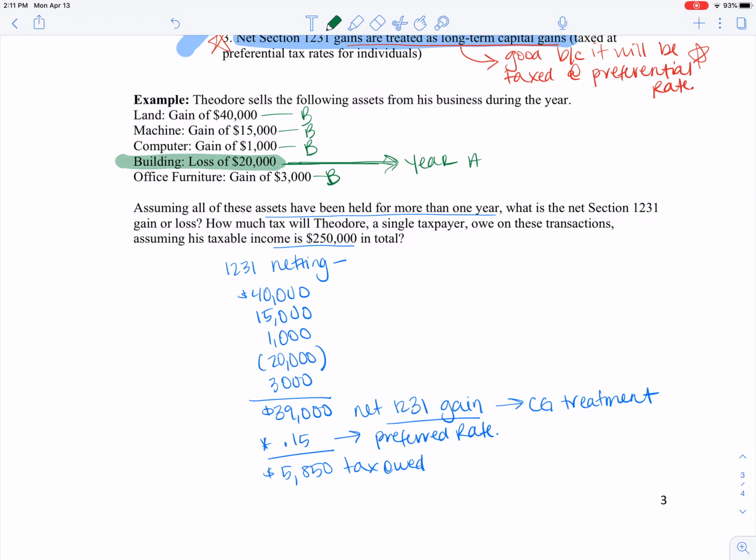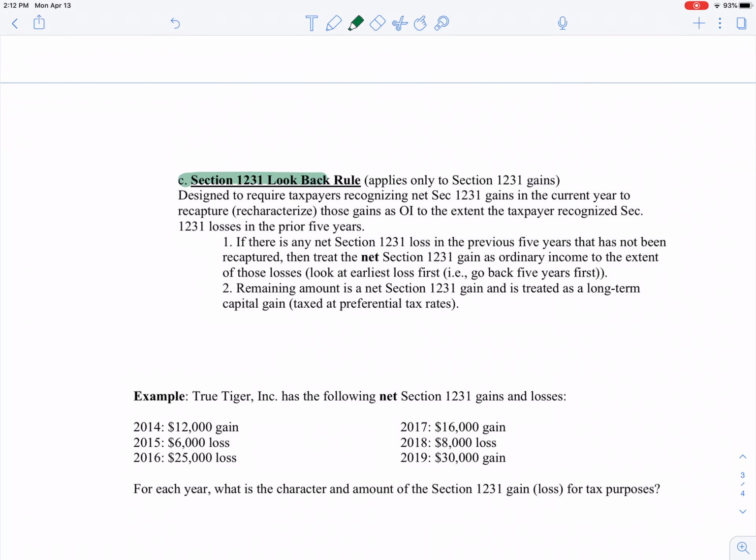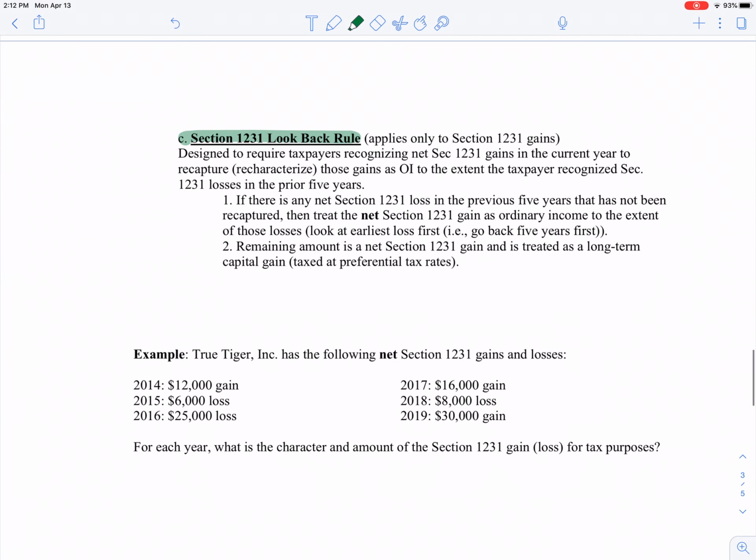That is what taxpayers were trying to do, and that would be the most preferred outcome, except that you're not allowed to do that. And so there's a new rule that came into play to prevent taxpayers from doing this. You can't have all your gains in 1 year and your losses in another year and get the best of both worlds. So what we're going to flip to next is called the 1231 look-back rule. Okay, so the 1231 look-back rule only applies to 1231 gains, and it's designed to prevent taxpayers from trying to time these gains and losses into years with only other gains or only other losses.